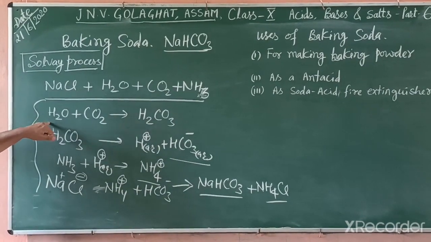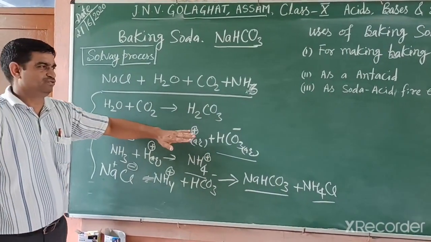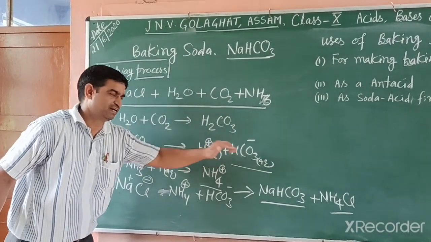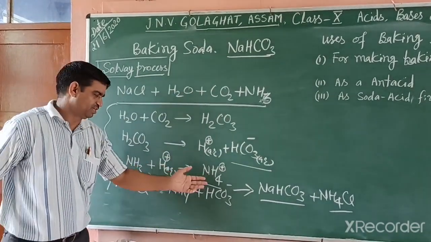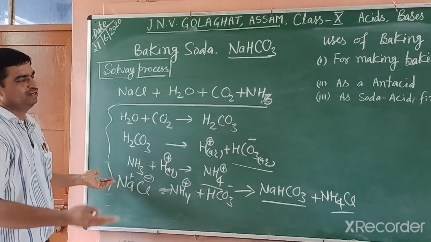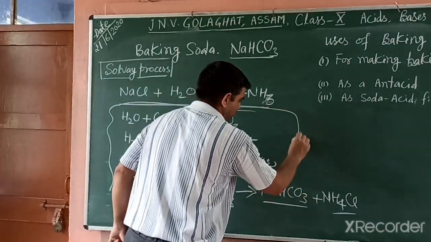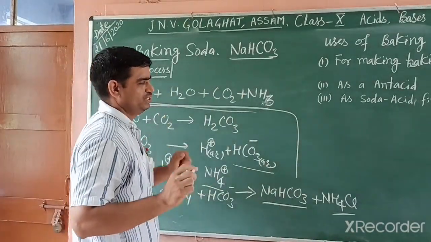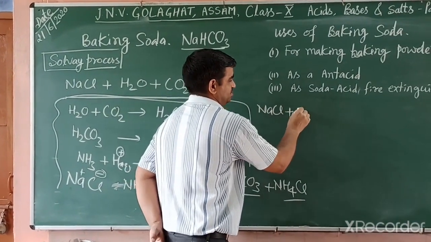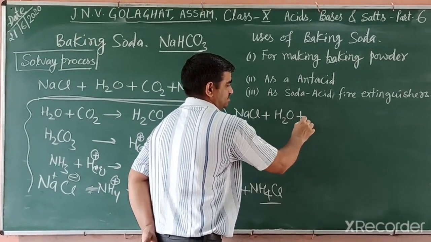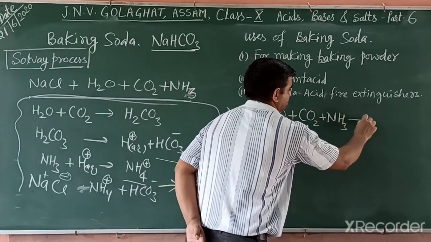At first, water and carbon dioxide react, and they form an acid, carbonic acid. This dissociates into its respective ions, hydronium and bicarbonate ion, and ammonia, a base, accepts the proton and changes into ammonium ion, and so they separate into their ions. But you need not remember all these reactions. You should read only this reaction: sodium chloride plus water plus CO2 and ammonia. All these substances you will write.